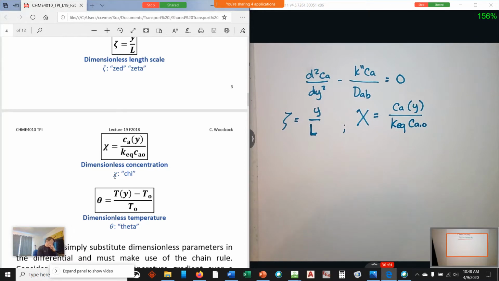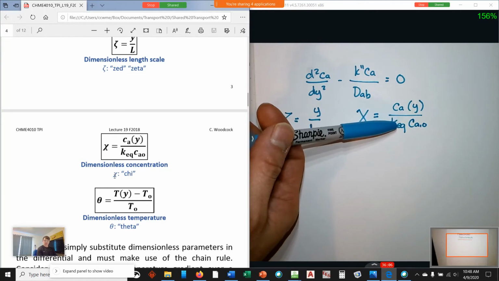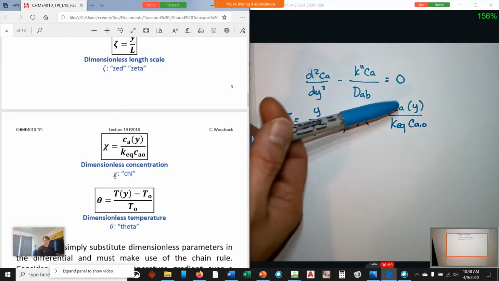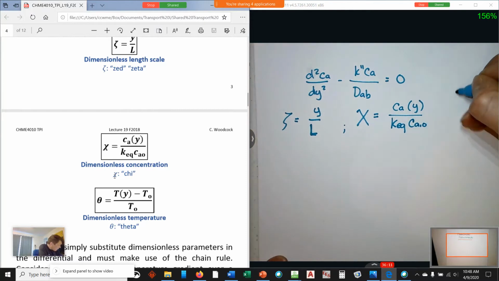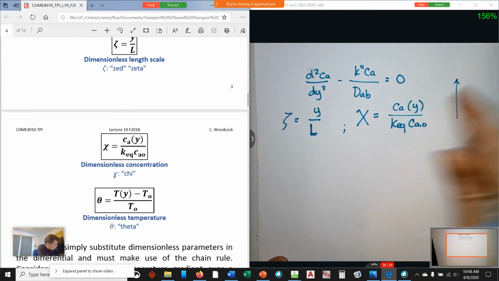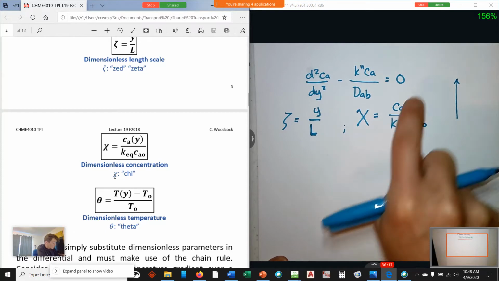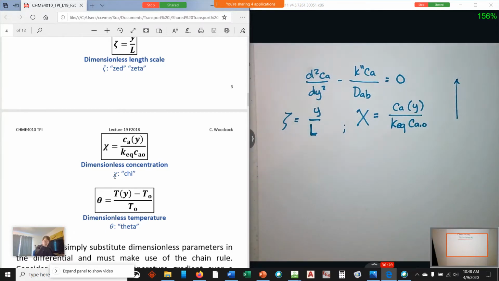So let's see, if we look at this, at y equals 0, we actually have KQCA naught. So chi is going to go as we travel up the system. Chi is going to go from 1 to 0. So we have Z or zeta going from 0 to 1, as chi goes from 1 to 0. And I think we can start here and then we can go back to the thermal portion of this.